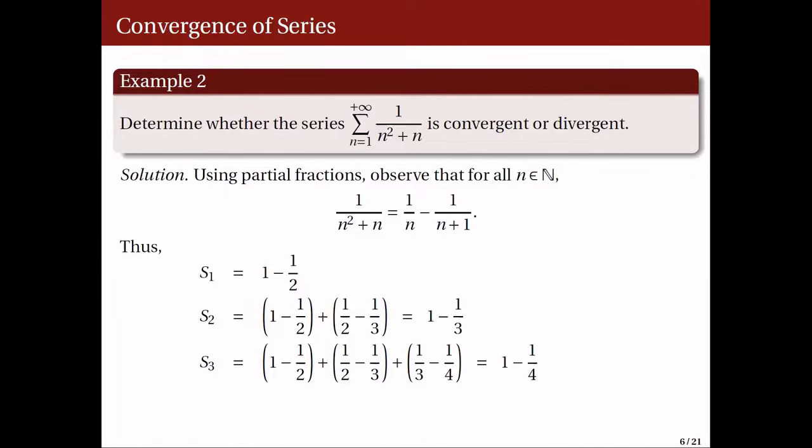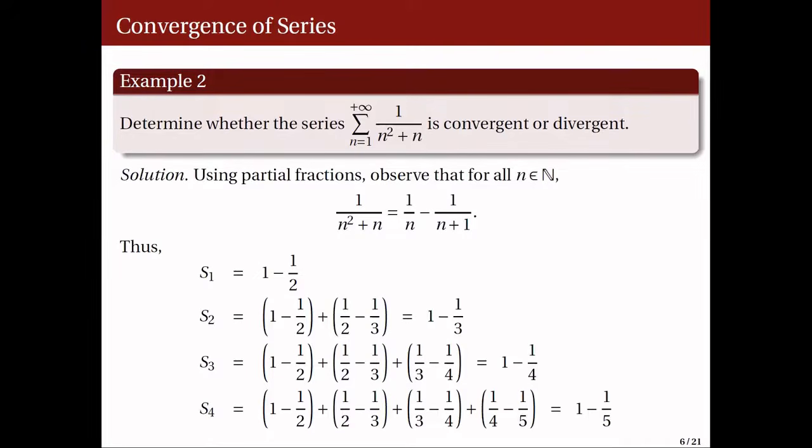Similarly, S sub 3 is equal to the sum of the first three terms, and looking at the addends here, we observe that some of the terms will cancel out, leaving us with 1 minus 1 fourth. And observing the pattern, we have S sub 4 equal to 1 minus 1 fifth.